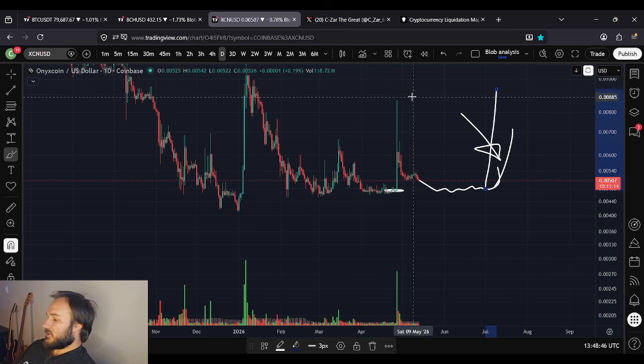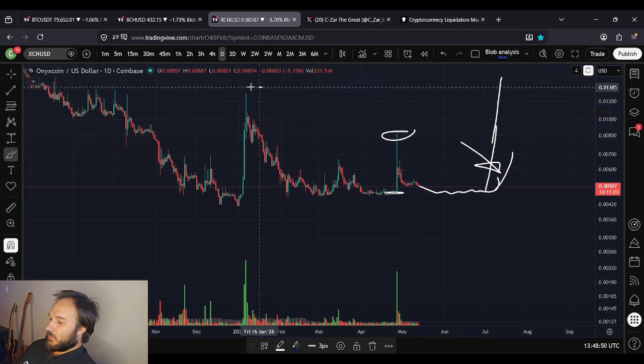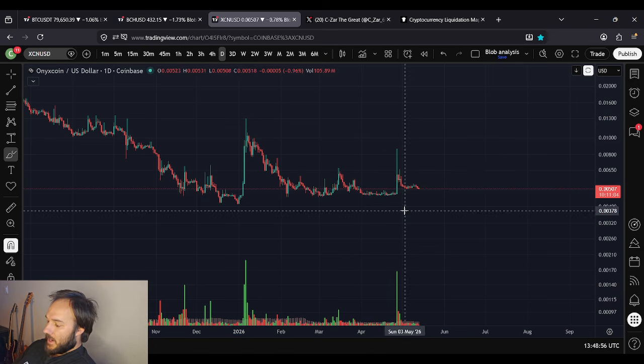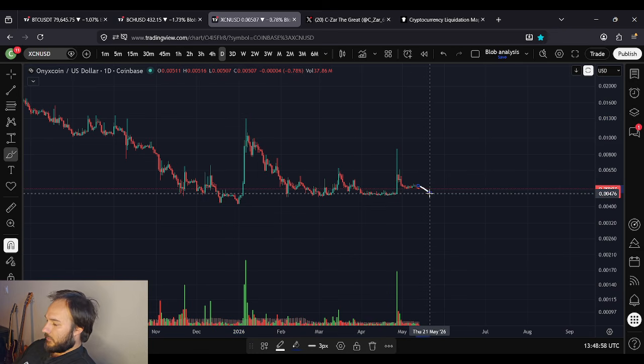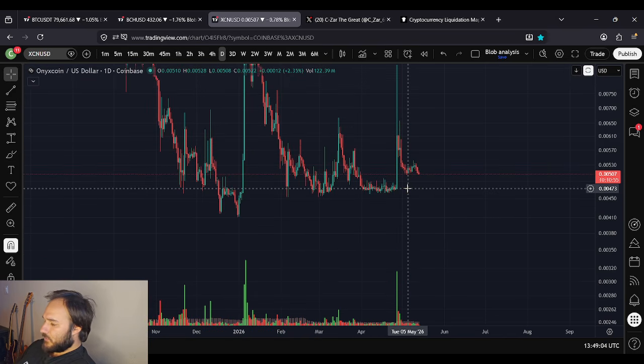Hopefully the next move up takes us above this high. If we get above this high, that likely will lead us to a move that takes us above this high as well and takes us above 2 cents. That's what we're looking for. Higher lows, higher highs. Right now we're looking for that higher low. So over the coming days, over the coming weeks, I do expect a slow bleed down to this area that is just below 005.